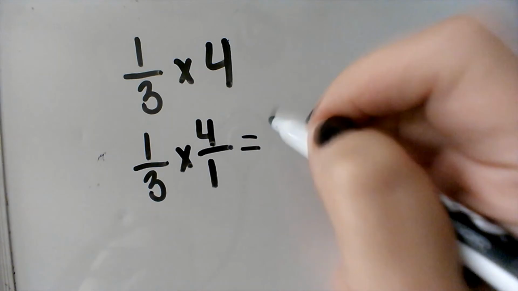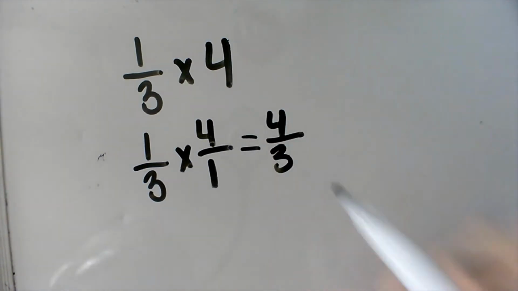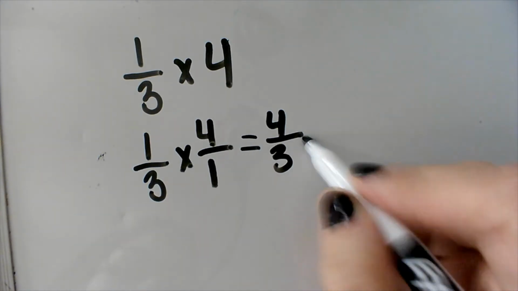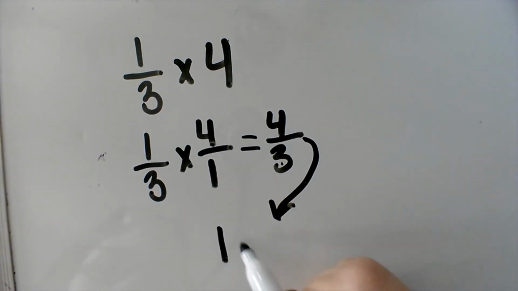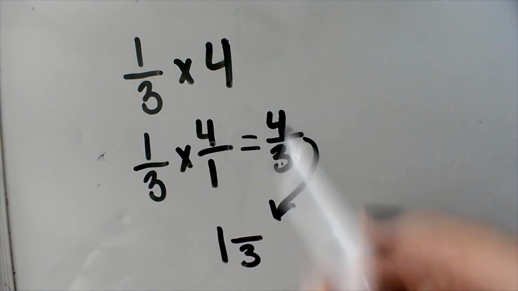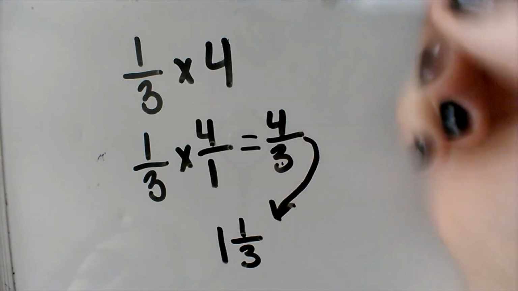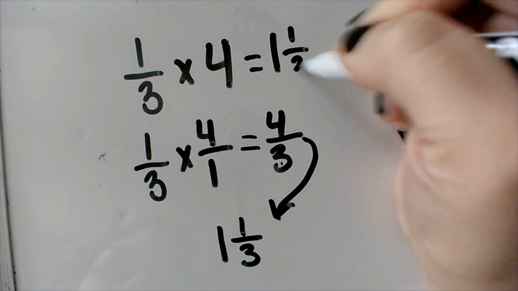So I have 1 times 4, which gives me 4, and 3 times 1, which gives me 3. But that, remember, is an improper fraction, so now we're going to turn it into a mixed number. 3 goes into 4 one time. We keep 3 as the denominator. 3 times 1 gives me 3, and 4 minus 3 leaves me with 1. So 1/3 times 4 is equal to 1 and 1/3.